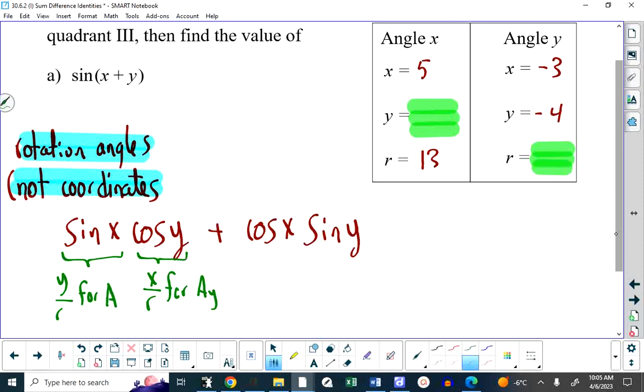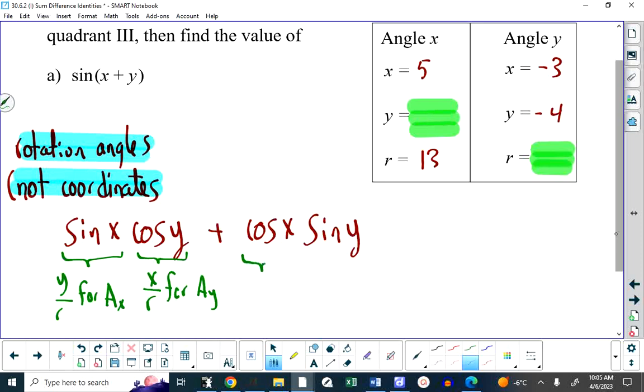Let's unpack this, because boy, that's tricky. Why is this first part y over r? Because it's the sine of an angle. Why is it for angle x? Because it's the sine of angle x. Then I have x over r. Why is it x over r? Because that's a cosine. Cosine of angle y, so we have to look at x over r for angle y.